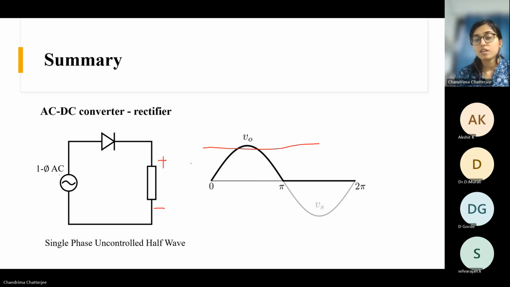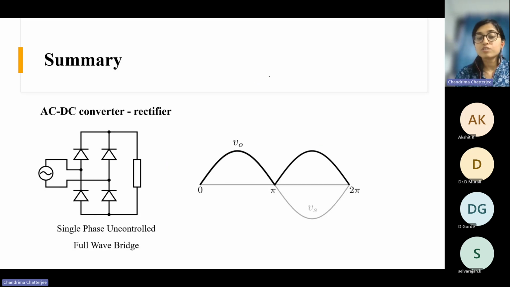The simplest rectifier is also called a half wave rectifier because you are only getting one half. In the other half you are getting zero because the diode can't conduct. The diode becomes reverse biased. That is why this is called a half wave rectifier. We also have a full wave rectifier where you will have four diodes like this.